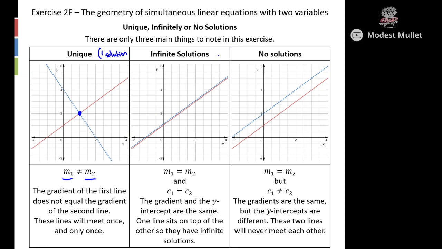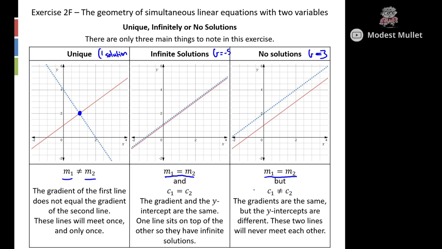The other two special cases: in the previous example the infinite solutions happened at b equals -5, and the no solutions was at b equals 3, if I remember correctly. Turns out by making b equal to 3, the gradients were the same.